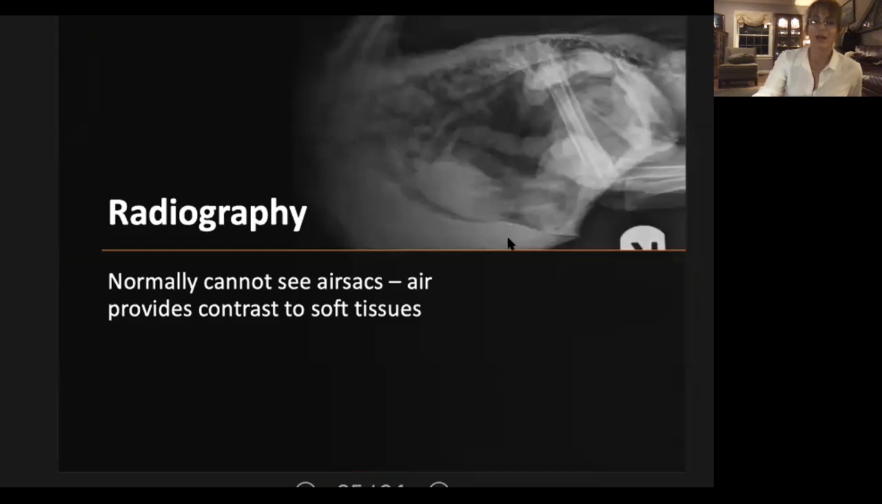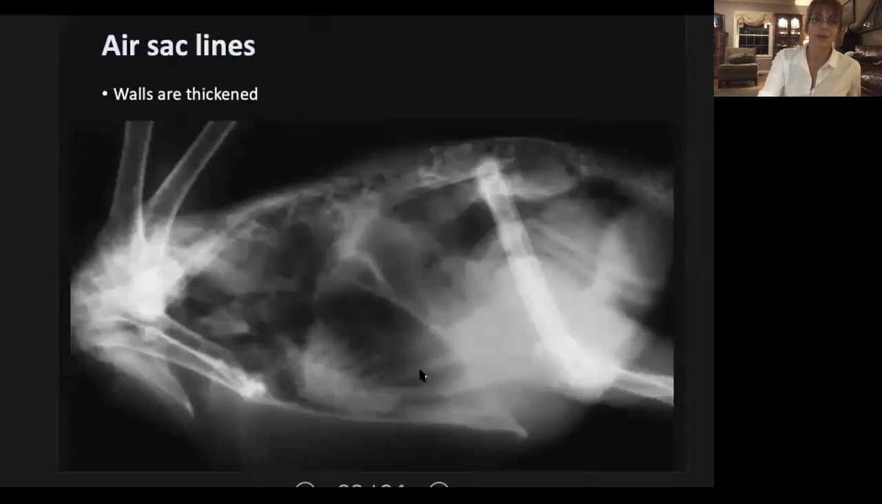And then on radiographs, that usually is going to be helpful. Sometimes in the beginning it can be kind of subtle, but initially the air sacs themselves are going to be just very, very thin, like a piece of plastic wrap. They're crystal clear, so you don't see anything. Basically, they're just providing the contrast, the reason why you can see all these organs. But as they become thickened, you can start to see the outlines of the actual air sac.